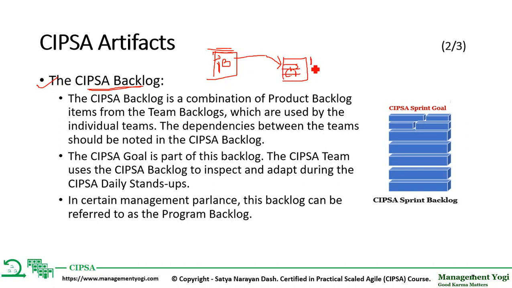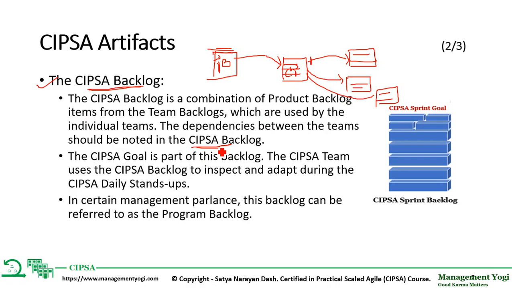Now some of these items, maybe first 2 items, will be pulled into a team A backlog, 2 items. Another item to team B backlog. Another item to team C backlog, and so on. If you have 3 teams, combination of 3 teams' team backlogs will constitute the CIPSA backlog. The dependencies between the teams should be noted in the CIPSA backlog, not in the product backlog.